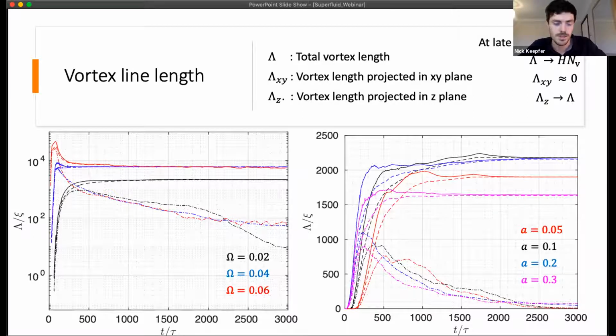If you project this length along the XY plane, in the end that should go to 0 because they're all aligned axially. And if you project it to the Z axis, you just recover the total vortex line length, lambda. So these are plotted here. On the bottom left graph, the solid line is the total vortex length, the XY projection is the dot-dashed one, and the projection in Z is the dashed one.